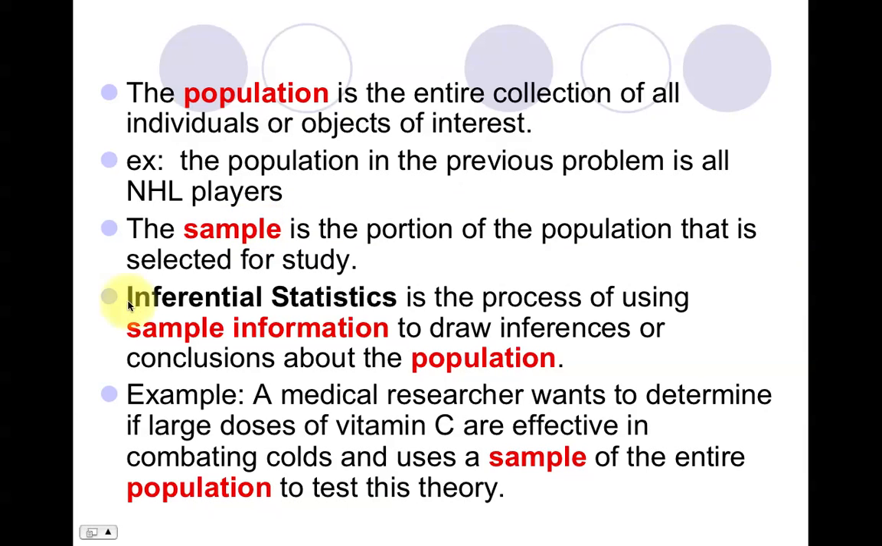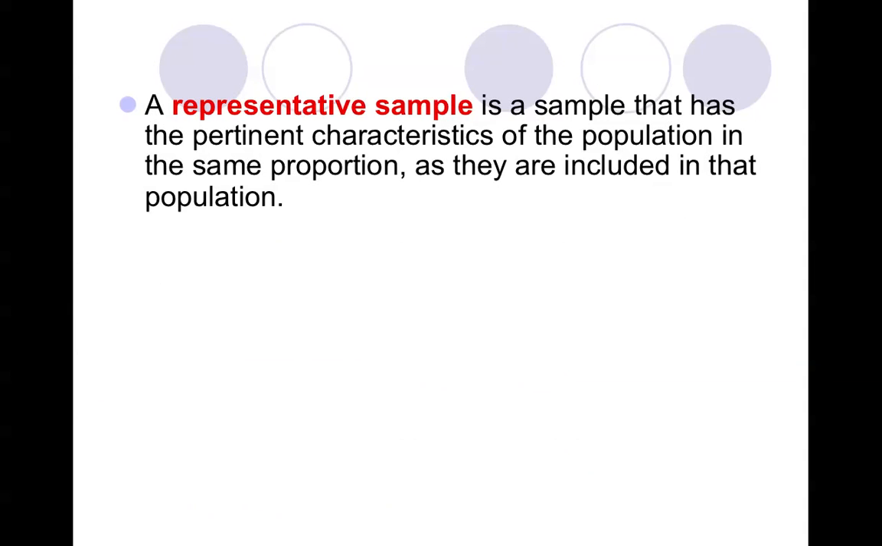This branch of statistics is called inferential statistics. Inferential, you can see the word inference in there, which is about coming to conclusions. Inferential statistics takes sample data and makes a conclusion about a population. So let's take a look at an example.